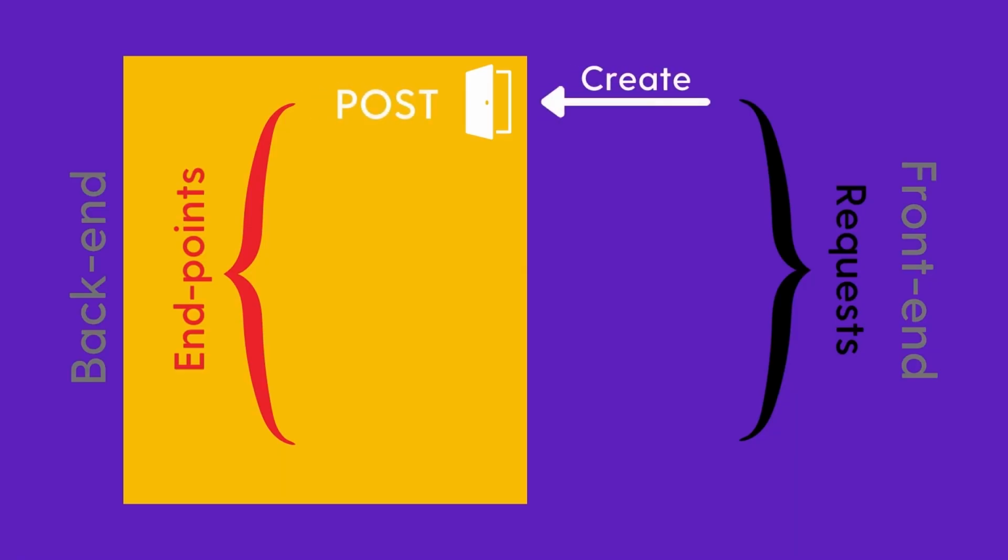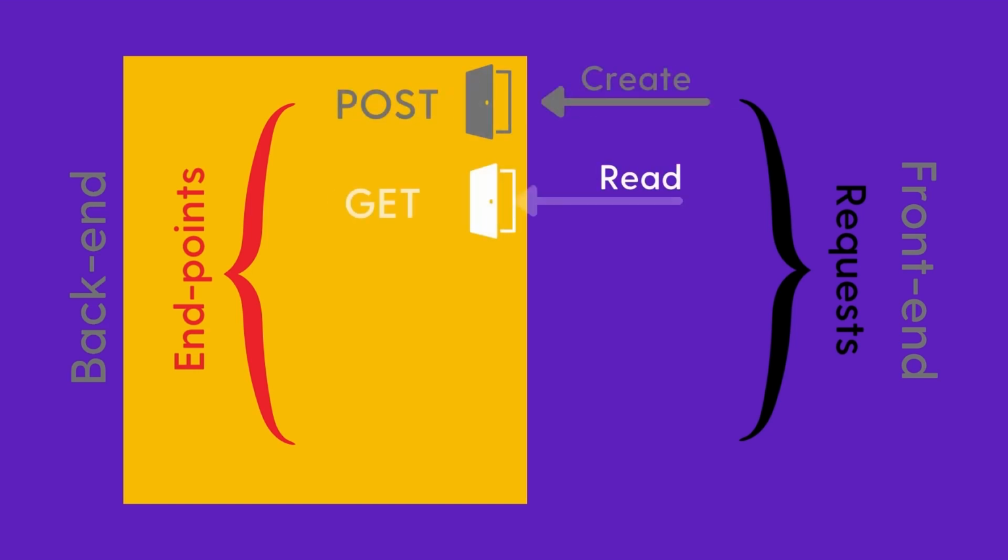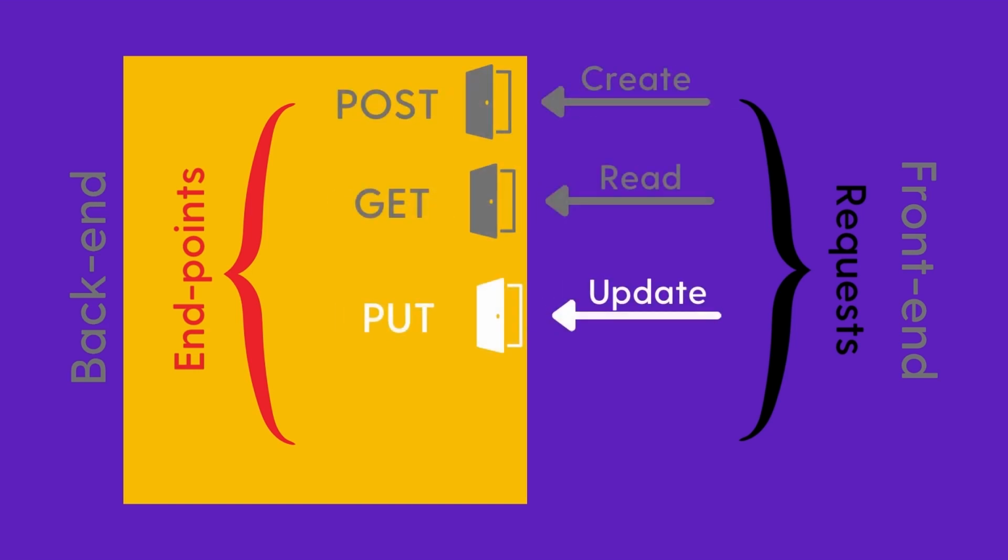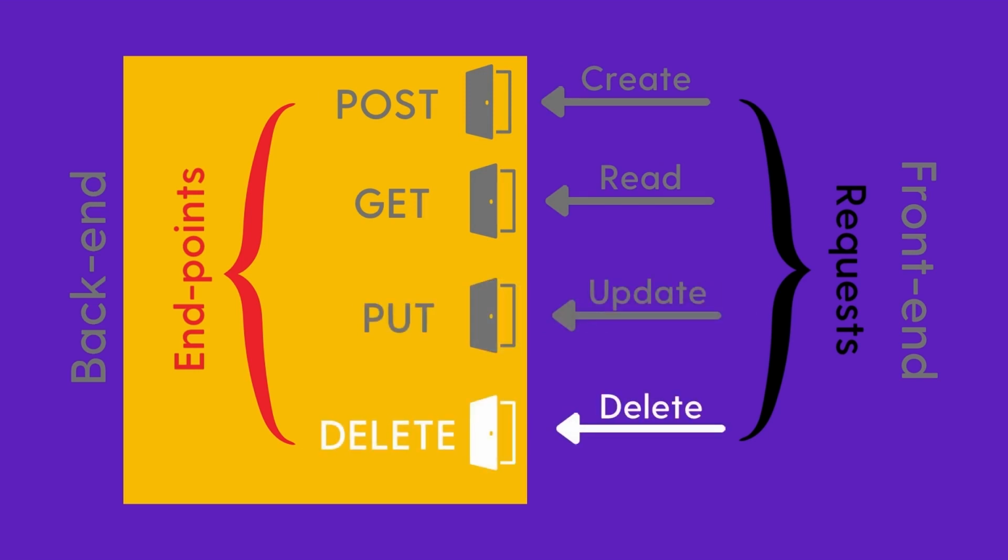Remember, I talked to you about how the front end could send 4 types of requests. There is a request to create that we called a post request. There is a request to read data that we called a get request. There is a request to update data that we called a put request. And there is a request to delete data that we called a delete request. If you understand this whole concept, you are ready to start making and building web applications.